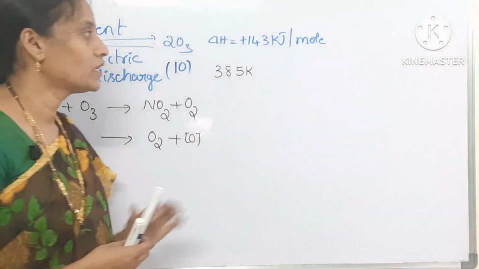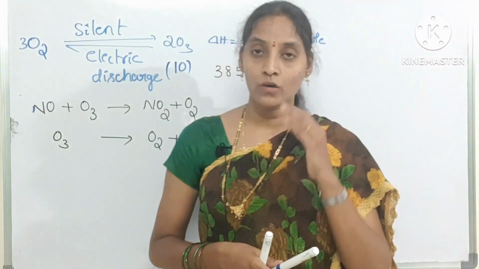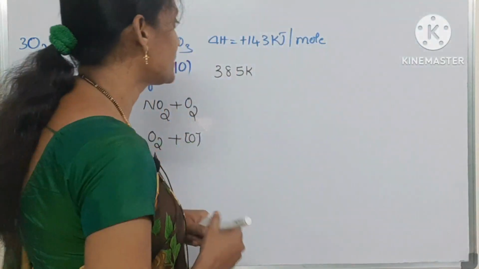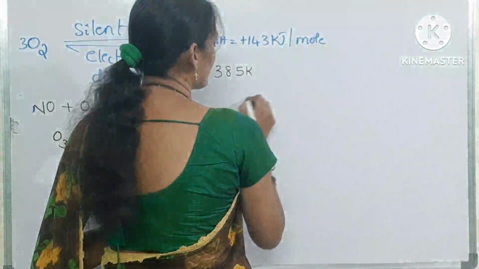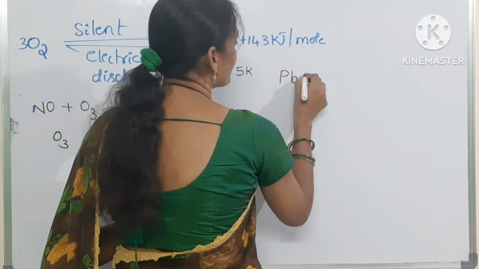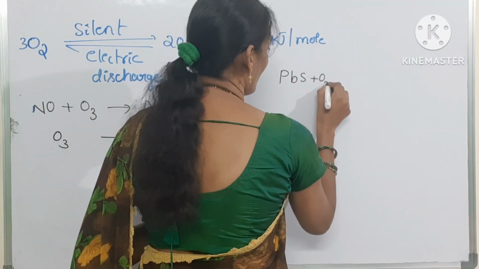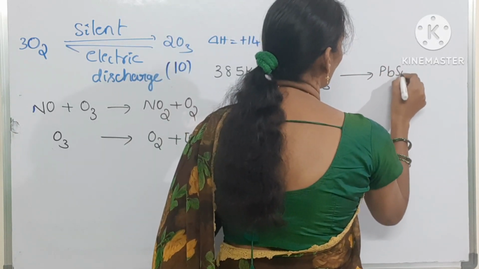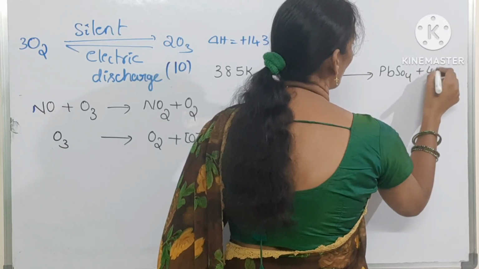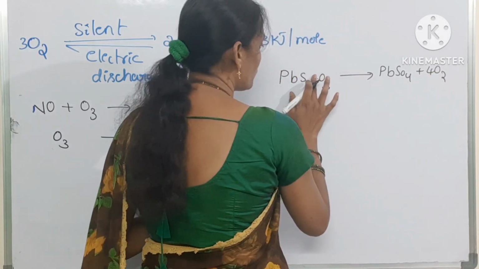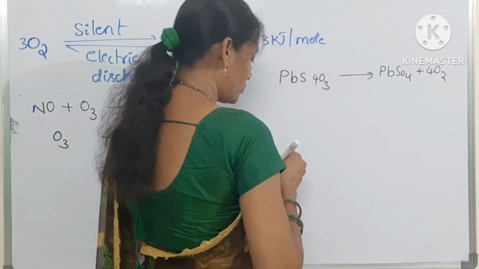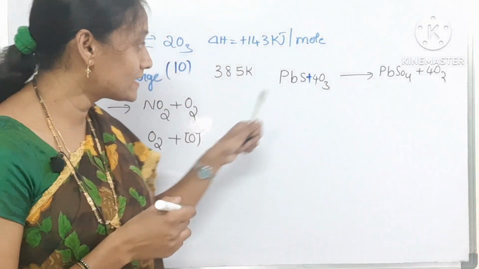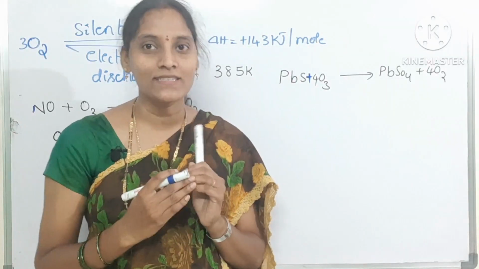Coming to the next one, ozone acting as an oxidizing agent. You can see a few examples about this. It will oxidize black lead sulfide to white lead sulfate, PbSO4 plus 4 moles of oxygen. So here you need to take 4 moles of ozone, which will convert the black lead sulfide to white lead sulfate.